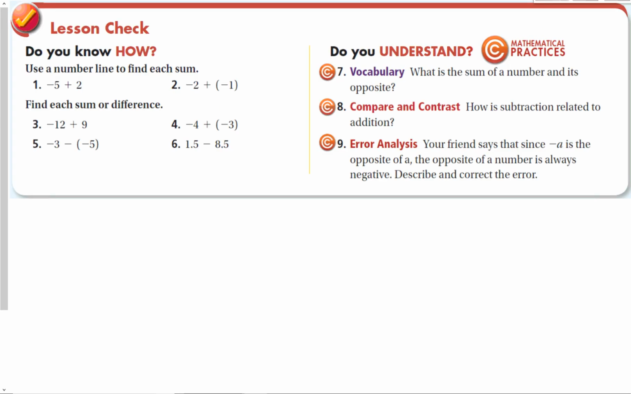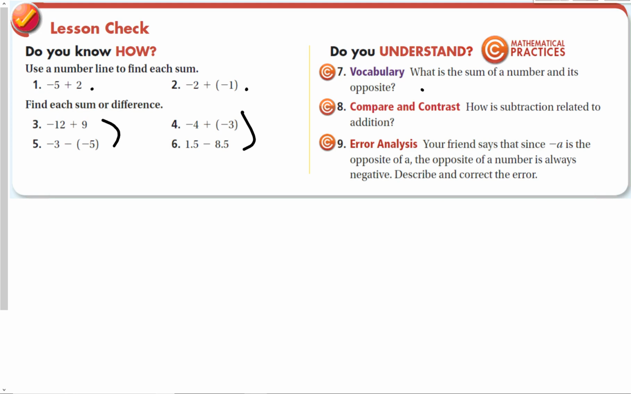Okay, so let's check, make sure that we know how to use the number line to add numbers, to find the sum or difference, okay, when the signs are the same or when they're different. Vocabulary, what's the sum of a number and its opposite? Those are additive inverses. How is subtraction related to addition? Subtraction and addition are the same operation. Okay, the only thing that's different is subtracting is when you add a negative number. Okay, which is why all of our properties can work if we keep a conservation of signs.